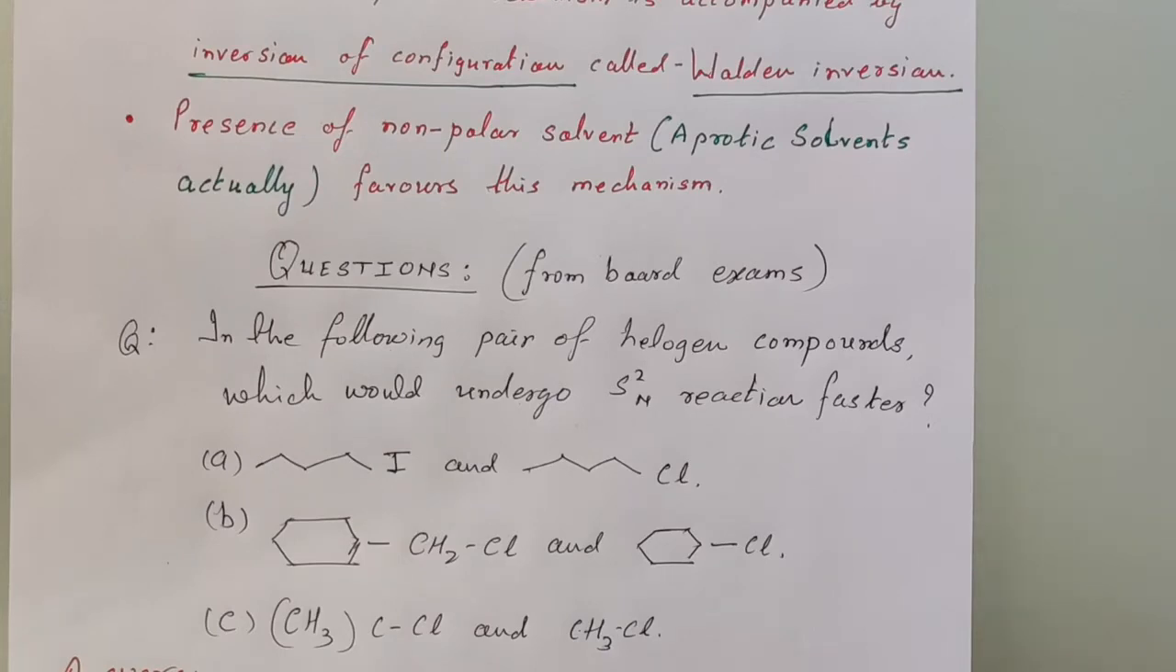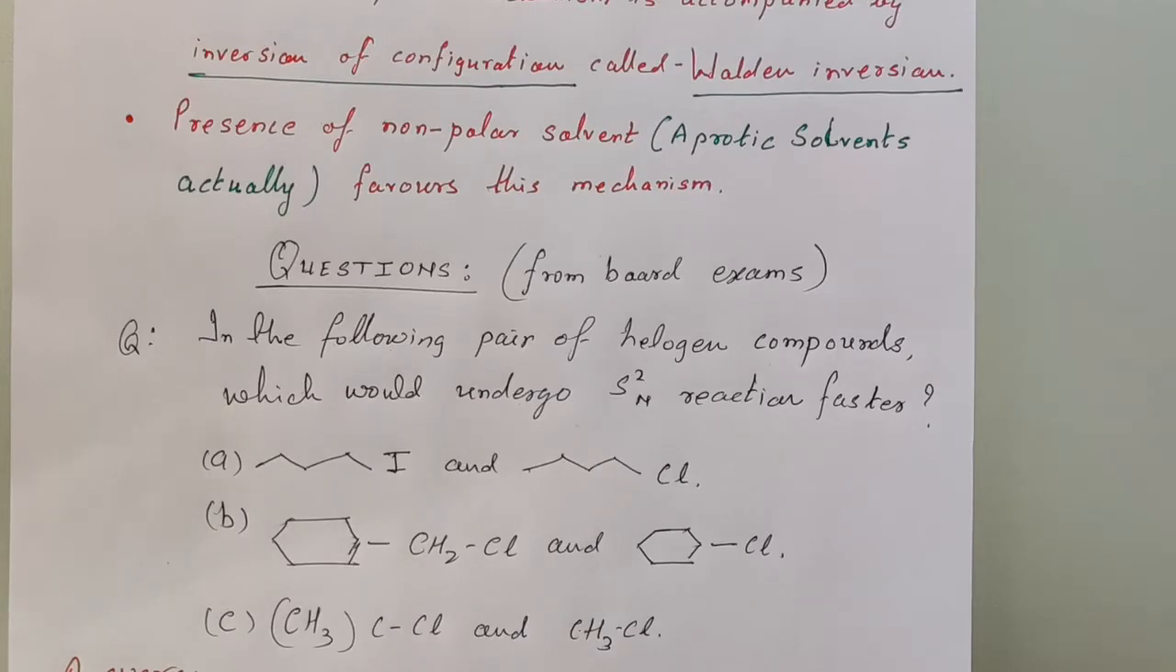So now let us test ourselves. What did we learn? These are questions from board examinations, students. You can read the question very clearly over here. The question is, in the following pairs of halogen compounds, which will undergo the SN2 reaction faster? As you can see, there are three questions, A, B and C. Let us talk about A, the first one.